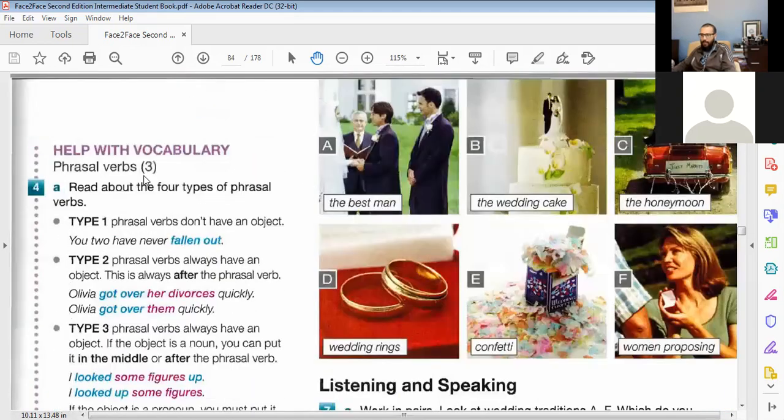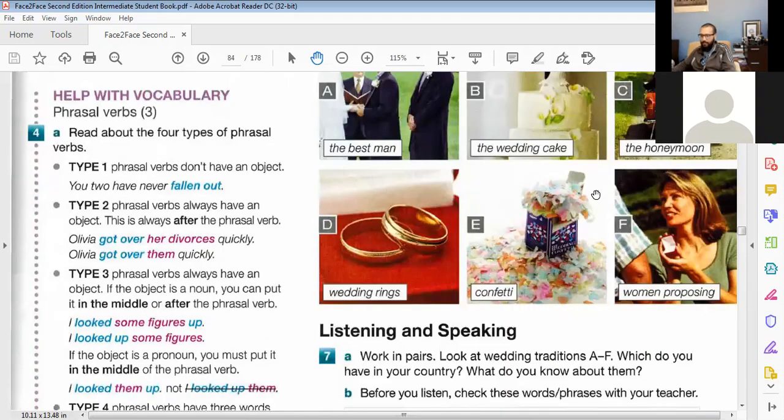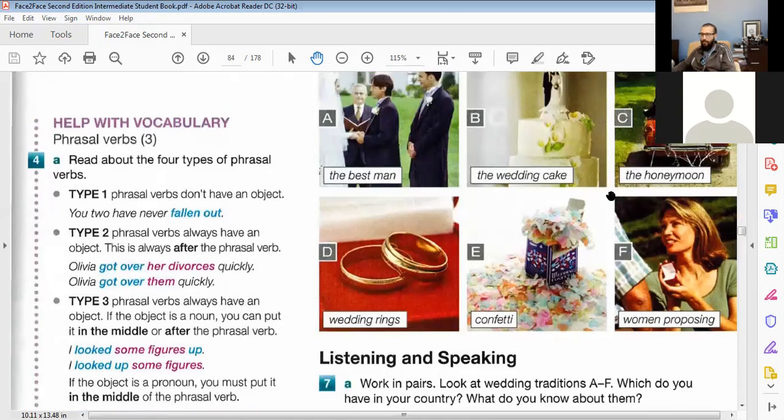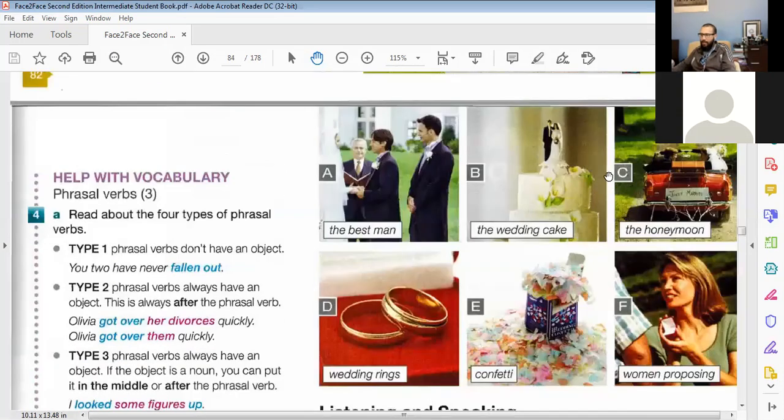So we still got some listening to do. Here we're going to listen about some of the world's wedding customs and wedding traditions. And we also want to talk about maybe the story of these wedding traditions, how they started, where did they start, who started them. And here you can see 6 traditions. We've got the best man in photo A. We've got the wedding cake, photo B, the honeymoon, wedding rings, confetti, and women proposing.